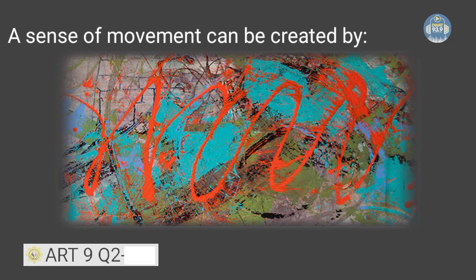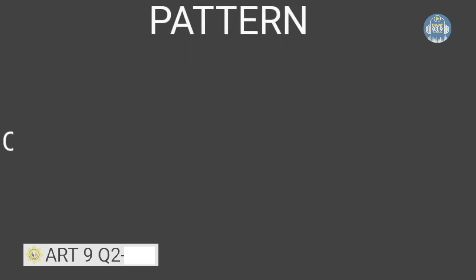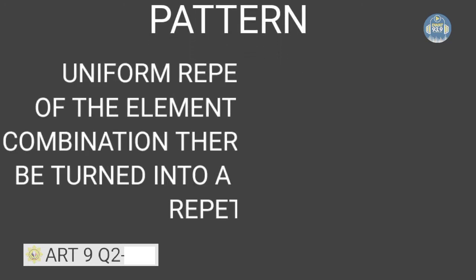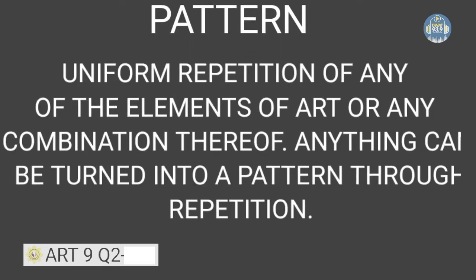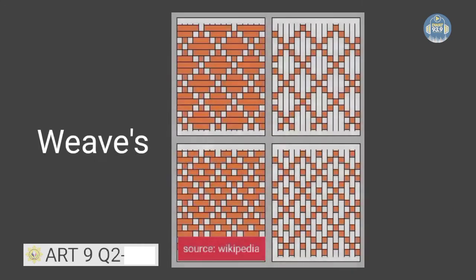Also, we have pattern. It is the uniform repetition of any of the elements of art or any combination thereof. Anything can be turned into a pattern through repetition. Some classic patterns are spirals, grids, and weaves.